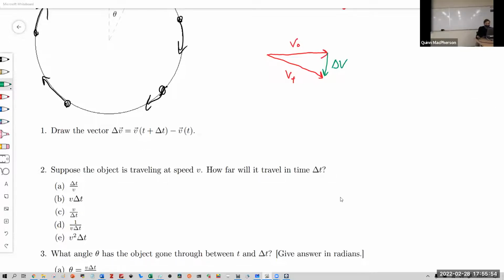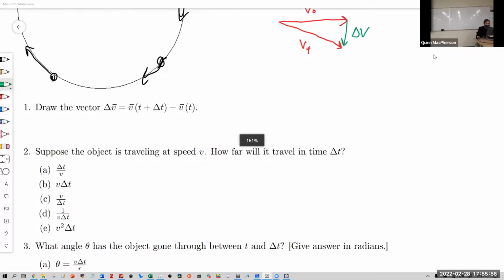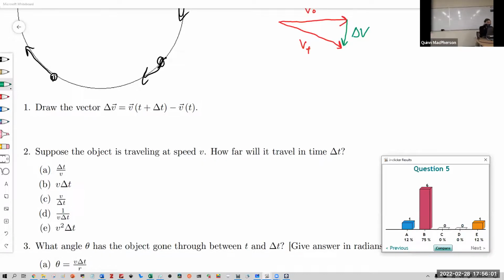5, 4, 3, 2, 1. Stop. Distance. Distance.